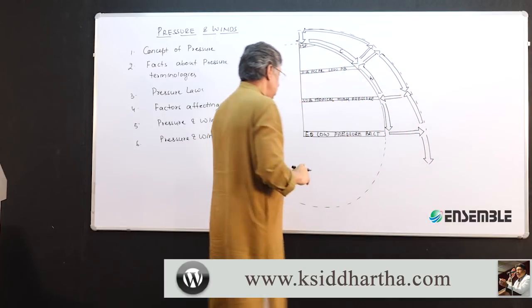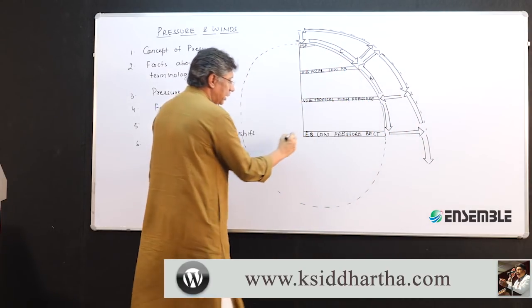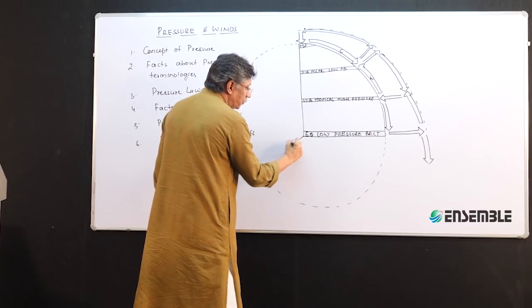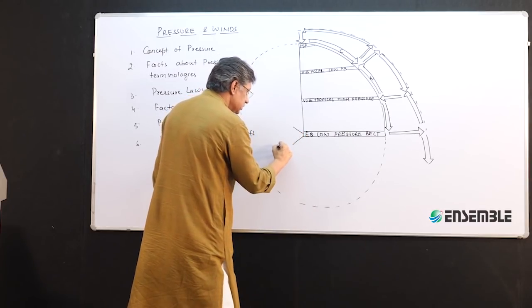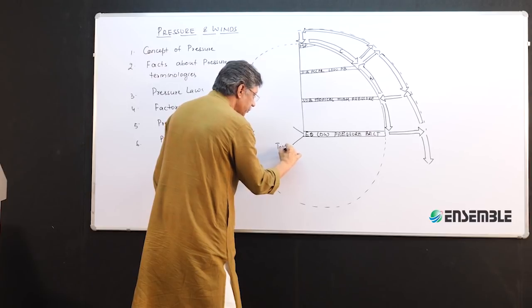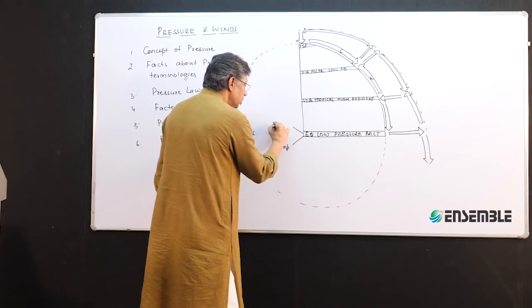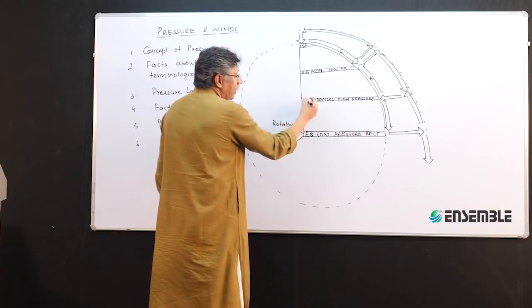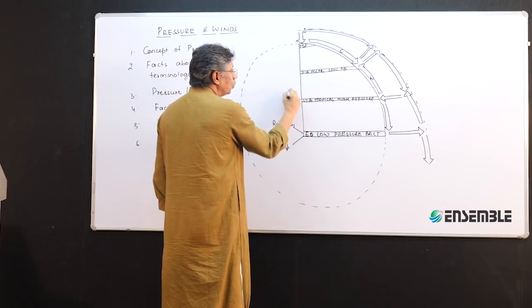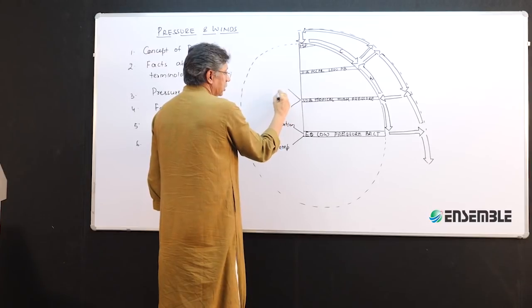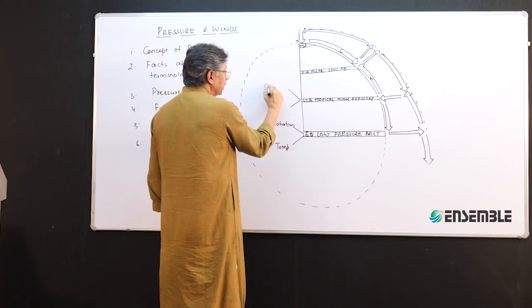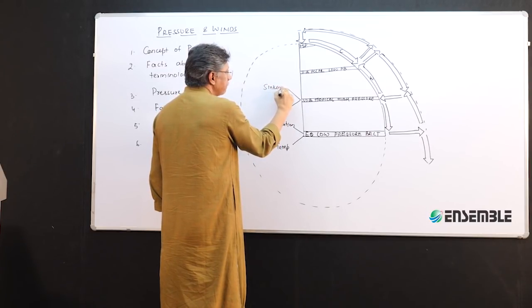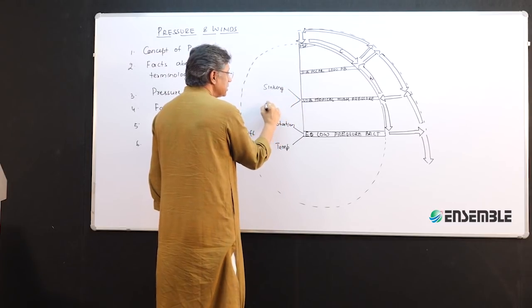Now understand, the equatorial low pressure belt owes its origin to two factors. The first is temperature. The second is rotation. The subtropical high pressure belt goes on to owe its origin to two factors. The first is sinking of the air. The second is a decreasing radius.